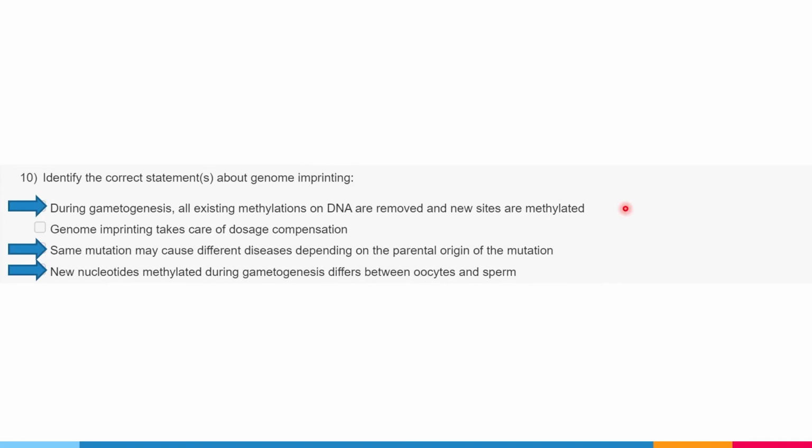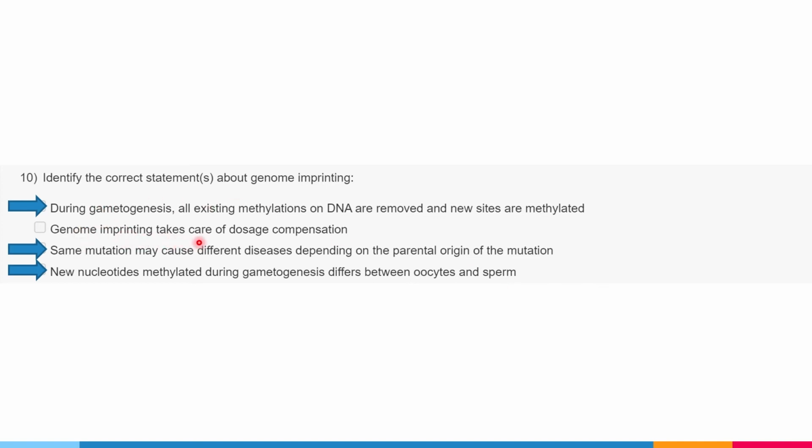So what are the answers? We have three answers that are correct. During gametogenesis, all existing methylation on DNA is removed and new sites are methylated. The same mutation may cause different diseases depending on parental origin of the mutation, and new nucleotides methylated during gametogenesis differ between oocyte and sperm. Thus, three are correct.